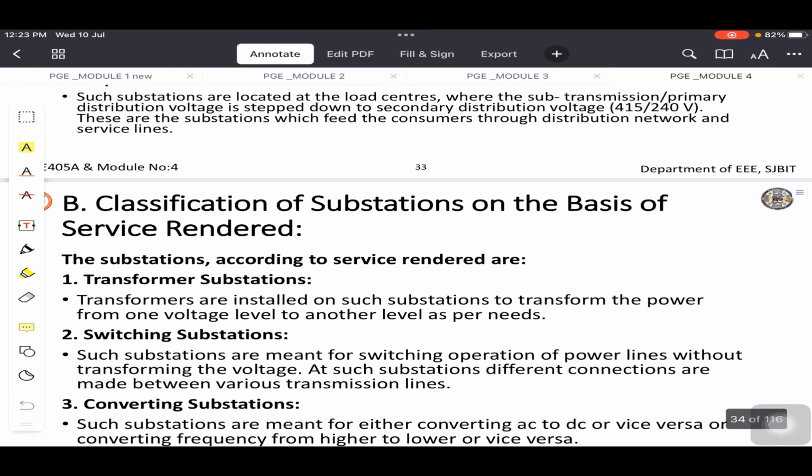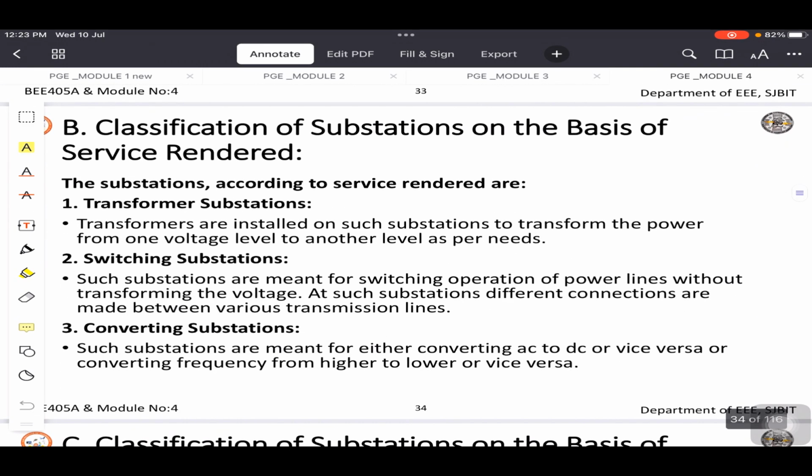Second classification, that is classification of substation on the basis of services rendered. Here again they are further classified into transformer substations, switching substations, and converting substations. What do you mean by transformer substations? Generally transformers will be installed in such substations. The role will be to transform the power from one voltage level to another level as per the requirement and needs. So they are called transformer substations.